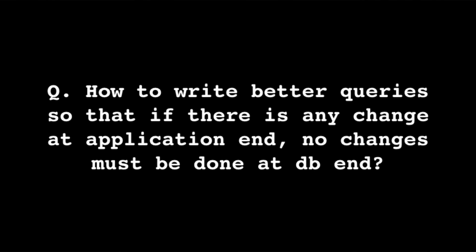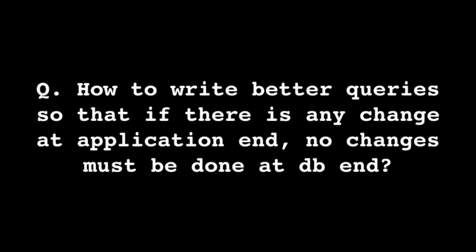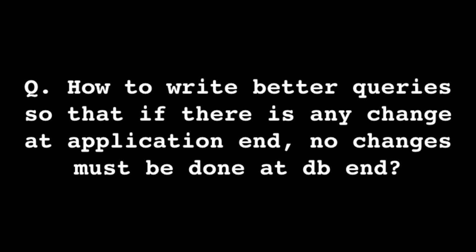How to write better queries so that if there is any change at the application end, no changes must be done at the DB end. Now this being said guys, it is literally not possible to maintain something like this. So if you have changes in the application and you are saying that you don't want to make any changes in the database, it's impossible. So I take it in a different way. For example, you are saying that there is a server, and if you are making hardware level changes, you don't need to make any software level changes. It's impossible.